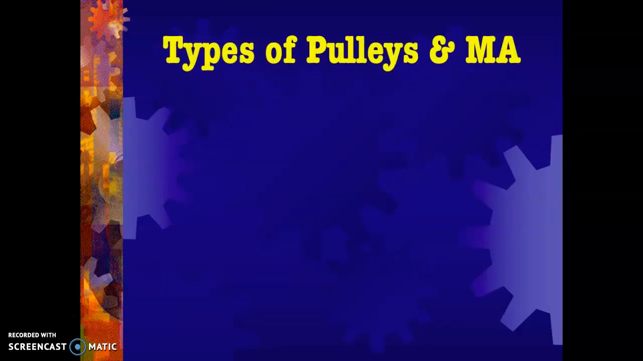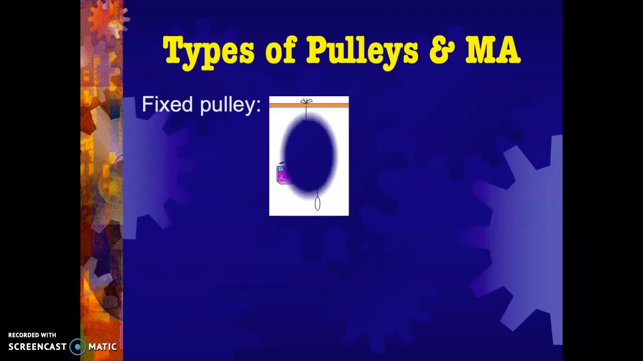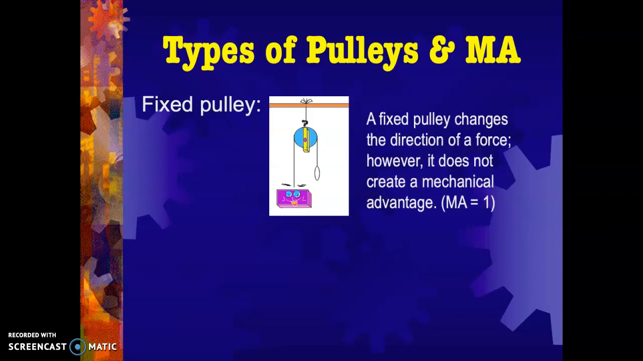Now, there are different types of pulleys, and we're going to go over 3 different types of pulleys here that I'm going to mention. The first of those is simply what we call a fixed pulley. In a fixed pulley, the wheel and axle is set in place, or it is fixed. It does not move. Okay?